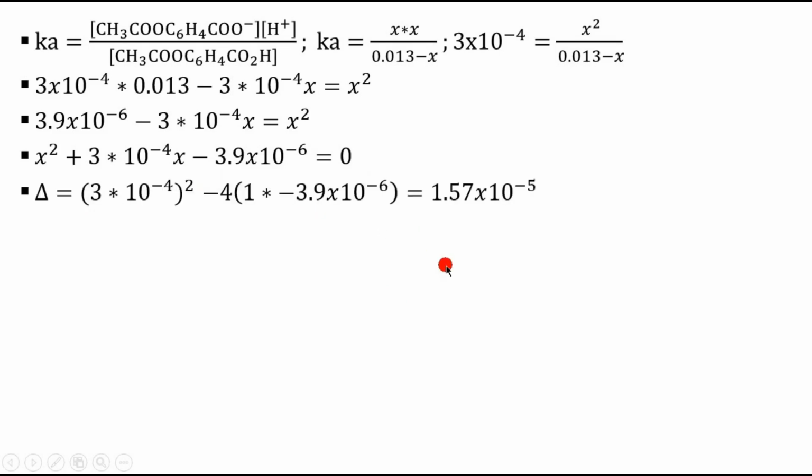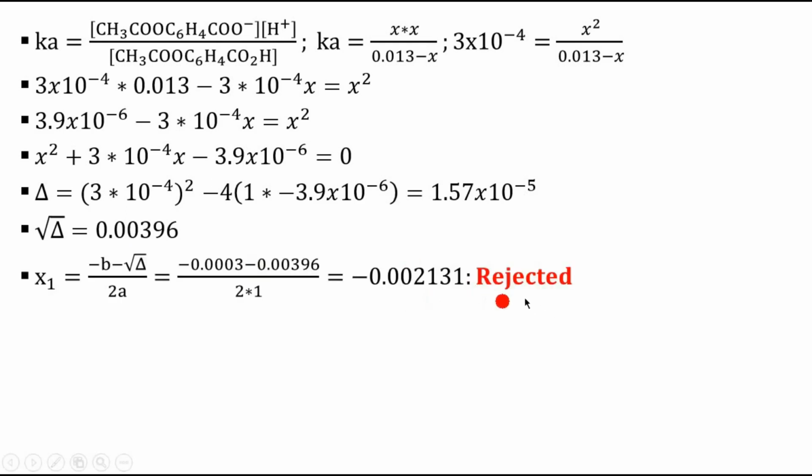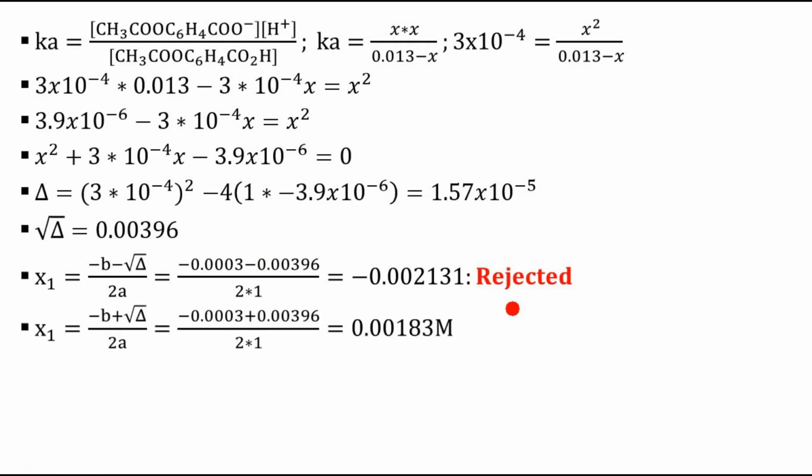Then we determine the determinant. After the determinant, we just determine the square root of the determinant and determine x1. Here, because it is negative, we reject it. There is no concentration which is negative. Here this is the x2 not x1. Just correct it, it's x2 not x1. Then you get 0.0018 molar. That means this is hydrogen dissociated from this acid. So here then you get the pH is equal to negative log of this concentration that you obtained. You get the pH 2.74. That was for question 8a.